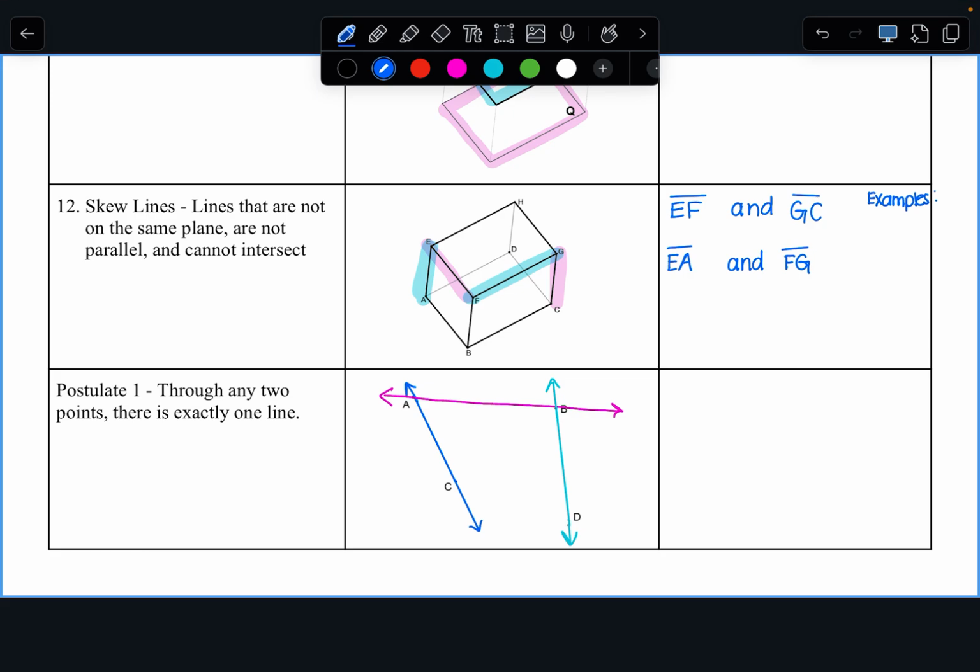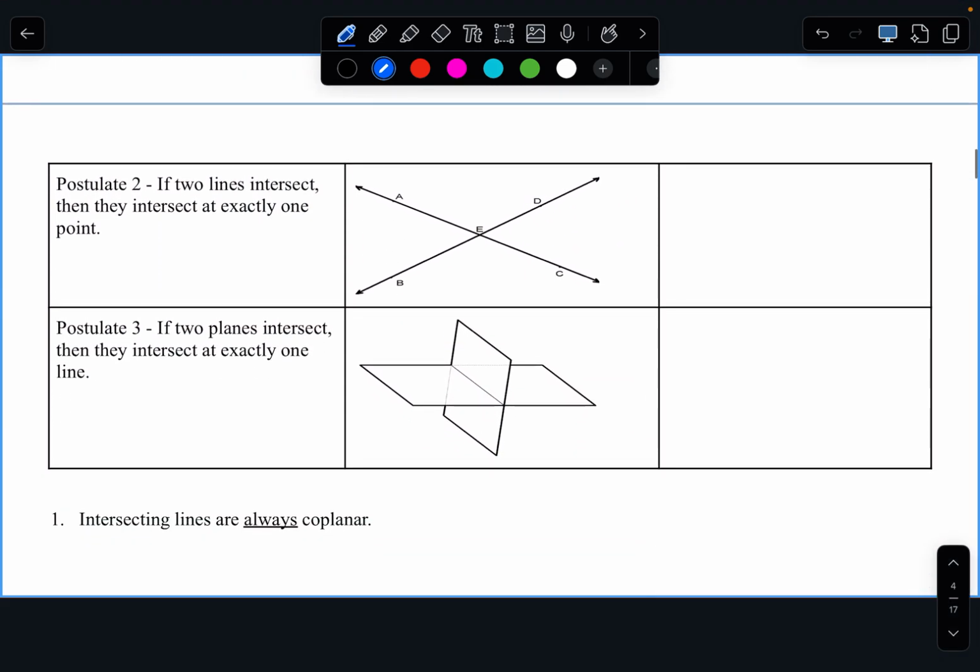Flip the page again. Again, it's just a lot of definitions. I know it's pretty boring today.